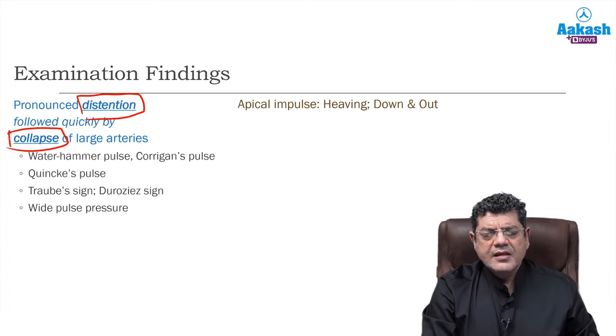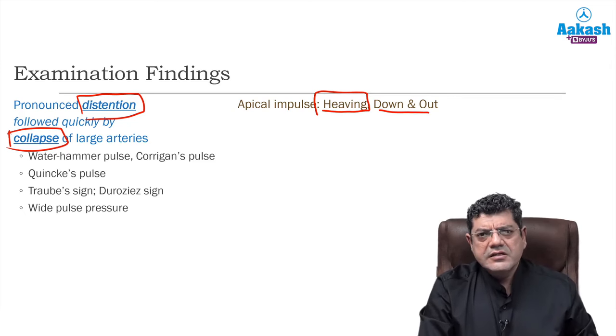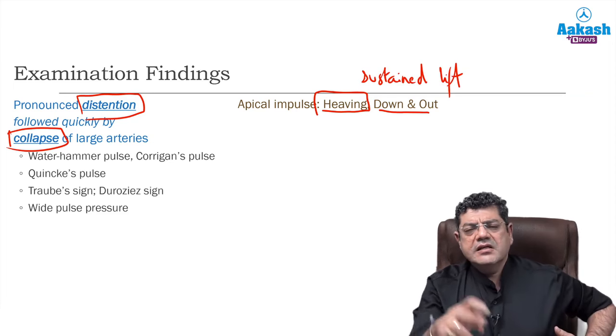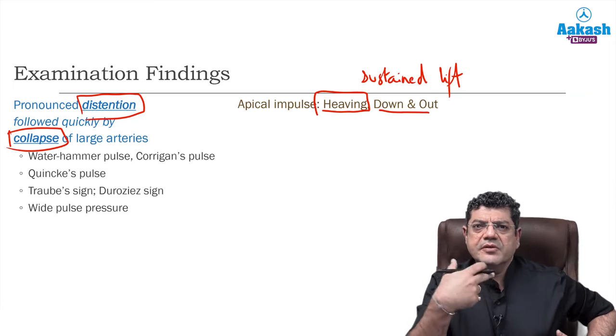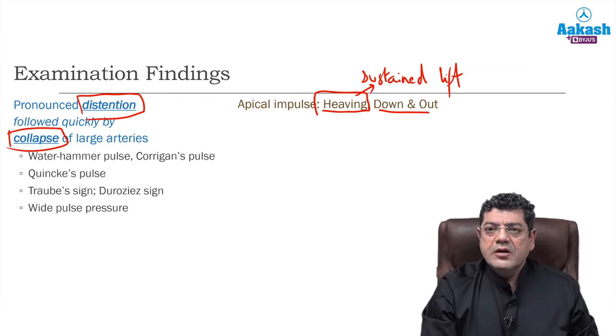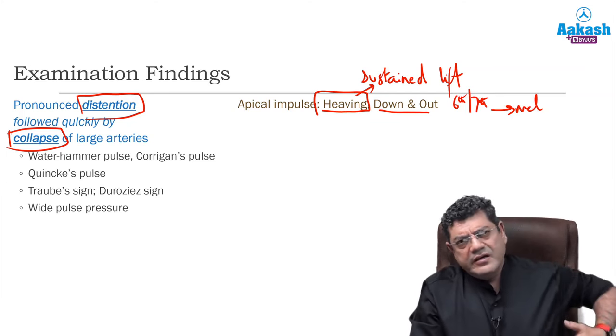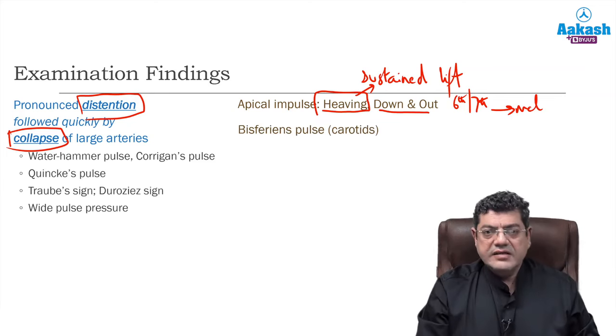So, the apical impulse now is heaving, right? And it's down and out. It's down and out. So it's a sustained lift. Otherwise, the apical impulse, just the apex comes, touches your fingertip and goes away. But here there is a sustained lift to your finger when you palpate the apical impulse. It's down and out. That means it's not in the fifth intercostal space, it's maybe in the sixth or seventh intercostal space. It's lateral to the midclavicular line. It might have gone all the way to the anterior axillary line, right?